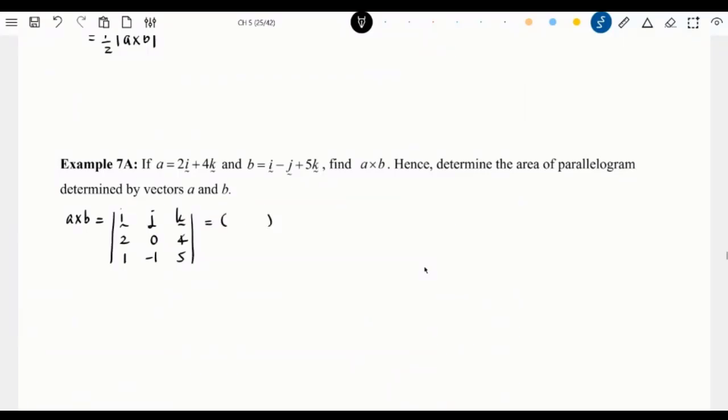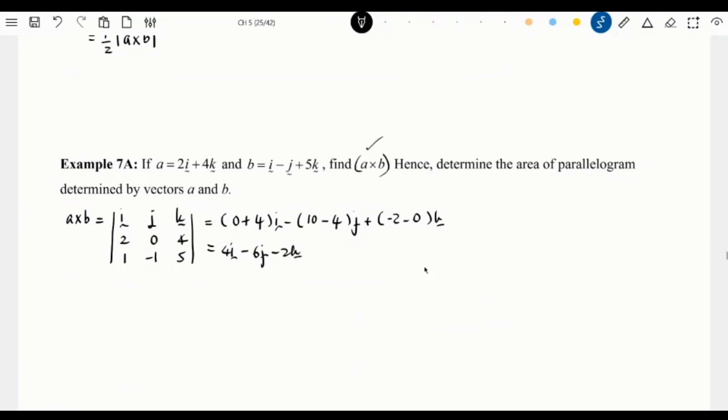So for the i, 0 plus 4. For the j, 10 minus 4. And then for the k, negative 2 minus 0. Alright. So we end up with 4i minus 6j minus 2k. So we find this one done.